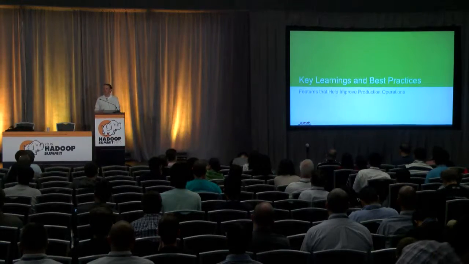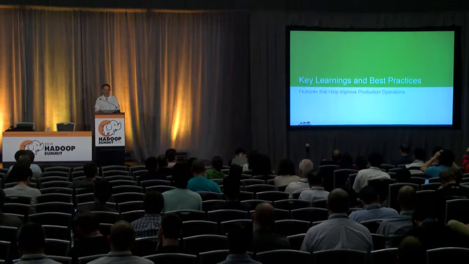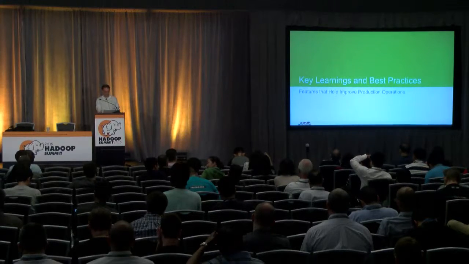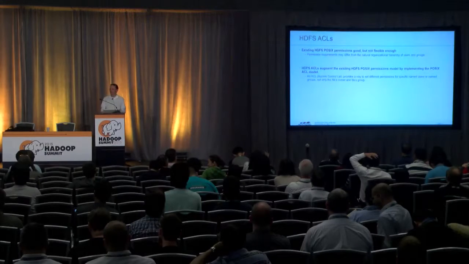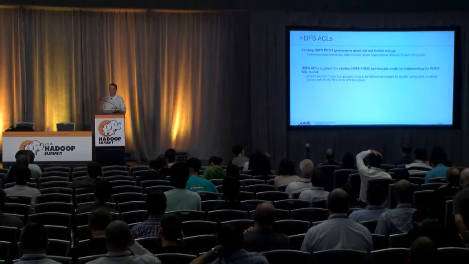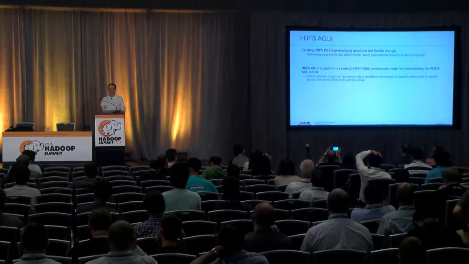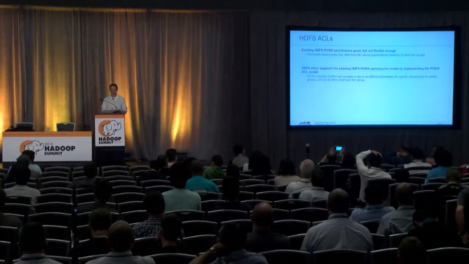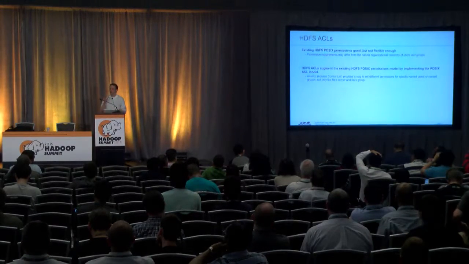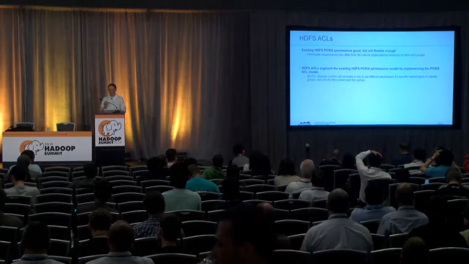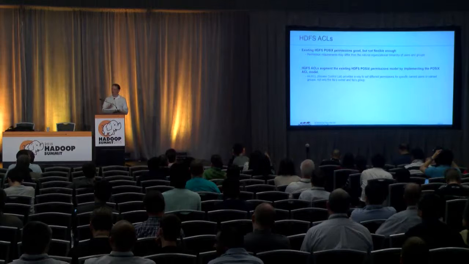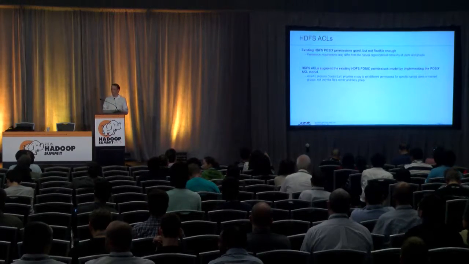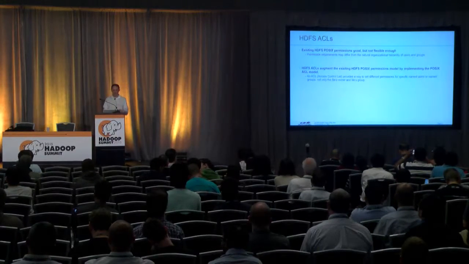Next, I'd like to move into discussing a couple of features that can help improve production operations. And first, more details on HDFS ACLs. They extend the natural POSIX permissions model that HDFS has had for a long time to allow different rules for specific named users or named groups. If you've ever used POSIX ACLs on a traditional Linux file system, then the good news is that you already know how it works in HDFS too.